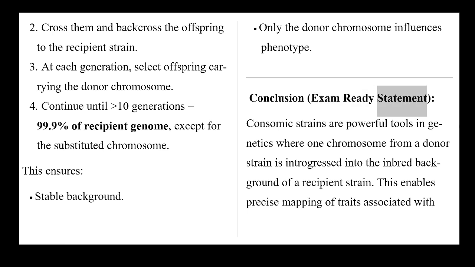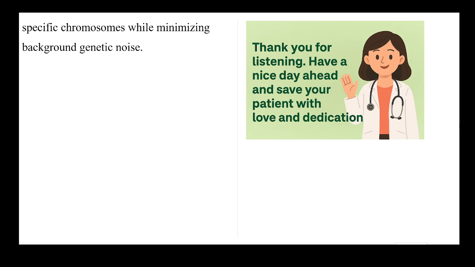Conclusion, exam-ready statement: consomic strains are powerful tools in genetics where one chromosome from a donor strain is introgressed into the inbred background of a recipient strain. This enables precise mapping of traits associated with specific chromosomes while minimizing background genetic noise.